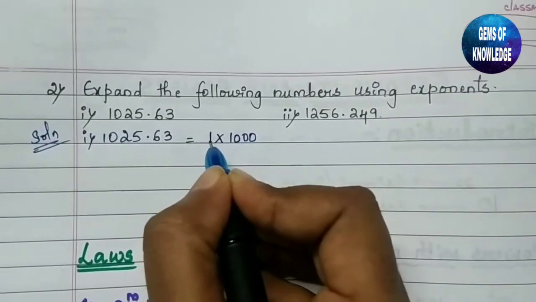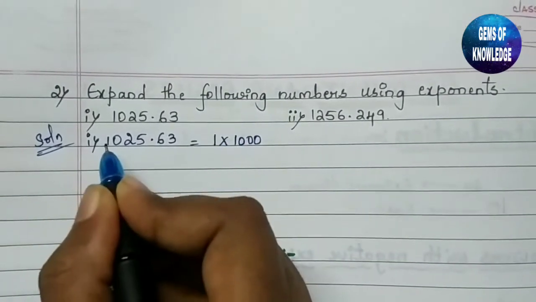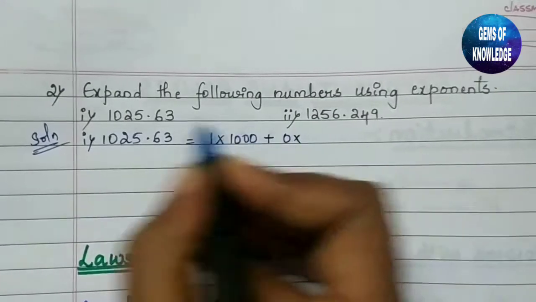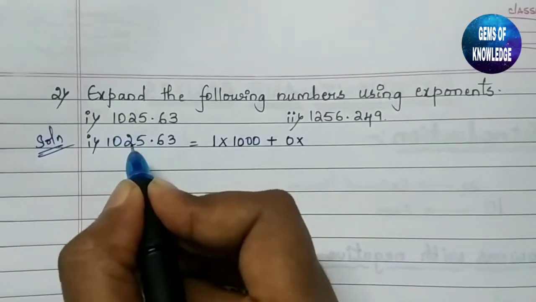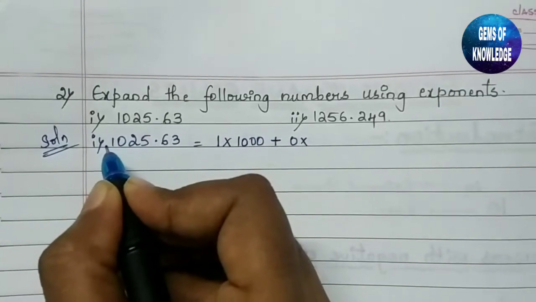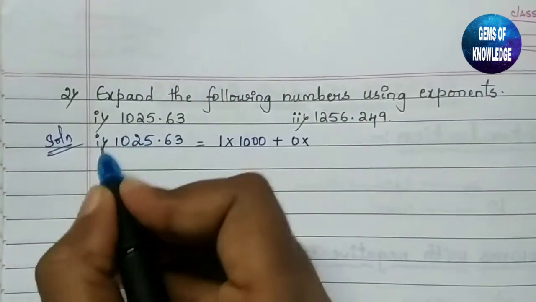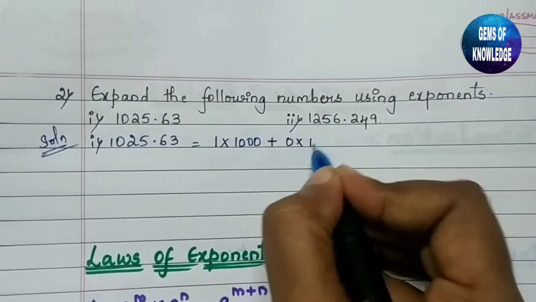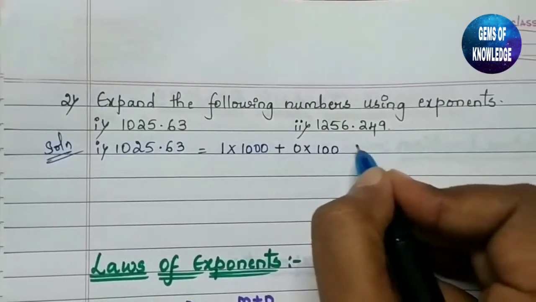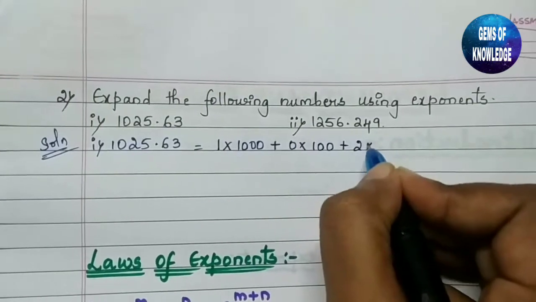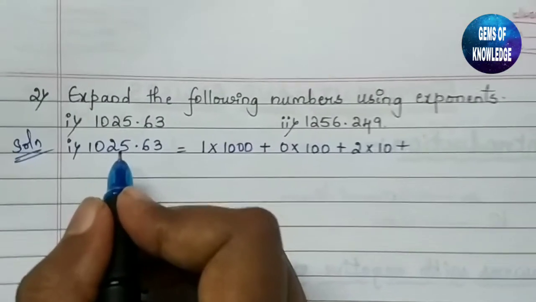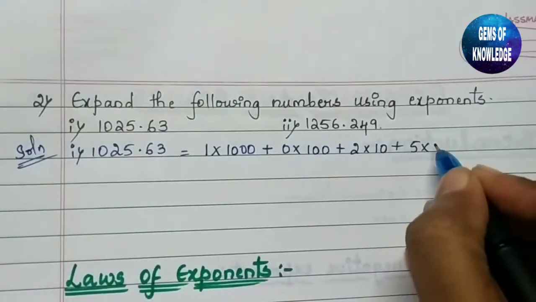If we multiply this 1 into 1000, we get 1000. Plus 0 into, which place is the 0 in? The 100 place. You can see here unit place, tens place, 100 and thousands place. So 1 into 1000 we have done. Then 0 into 100 we need to do because this is in the 100 place. Then plus 2 into 10 plus, again we can write 5 into 1.